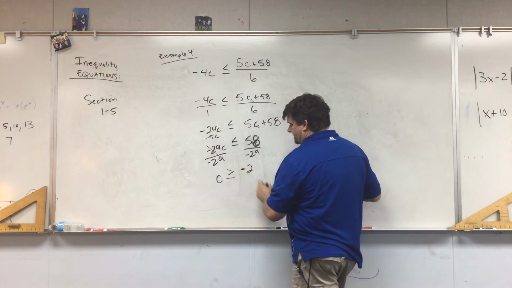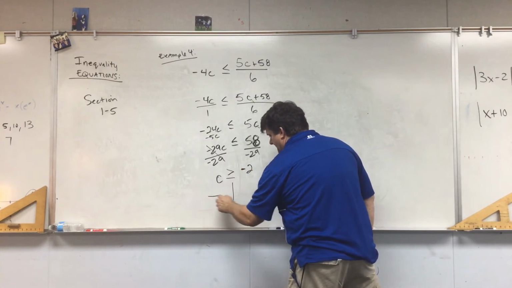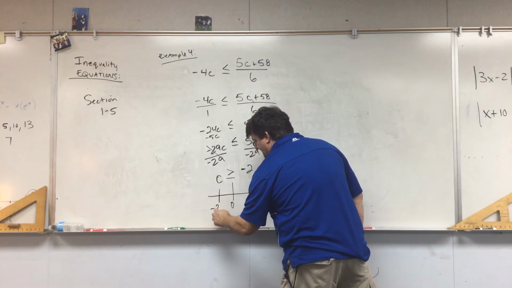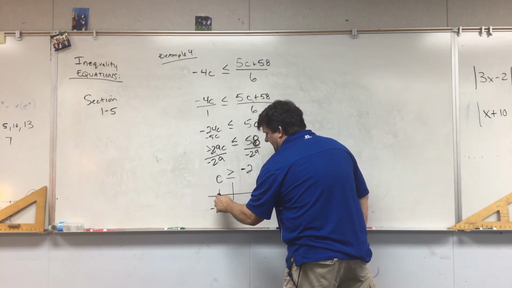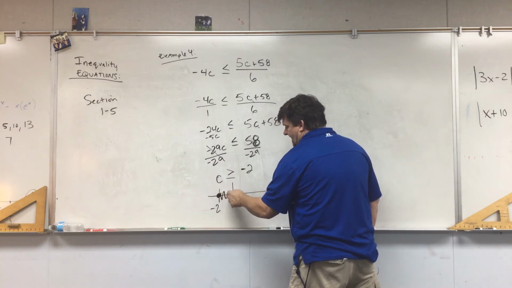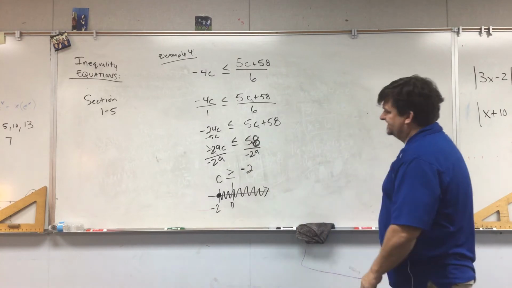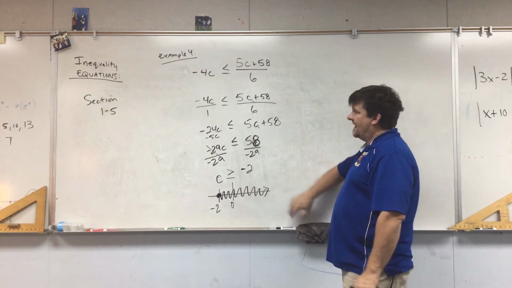negative 2. So what we're saying is, if this is 0 and this is negative 2, I put a solid line in for c, and it's greater than or equal to negative 2. And we shade it that way. That's solving the equation and graphing it.